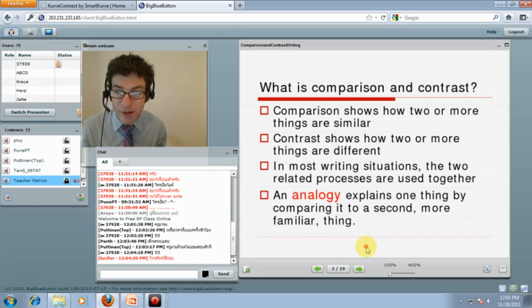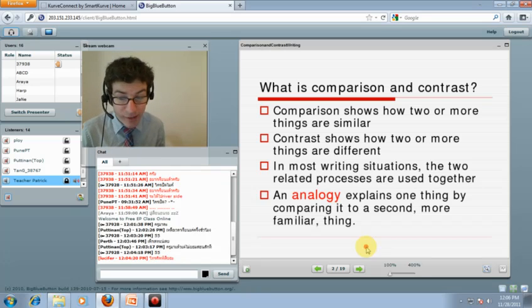What is comparison and contrast? Comparison shows how two or more things are similar. Show the ways that two things are related, they are similar, what they have in common. Contrast shows how two or more things are different, so you show the differences between two things.